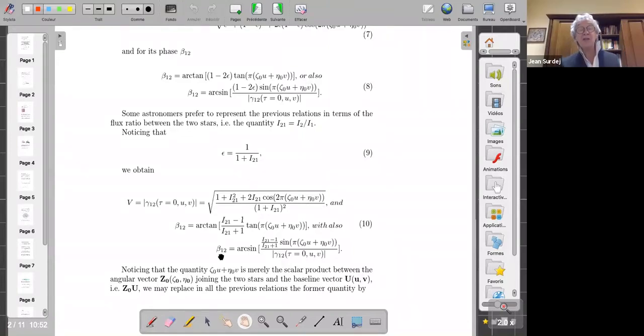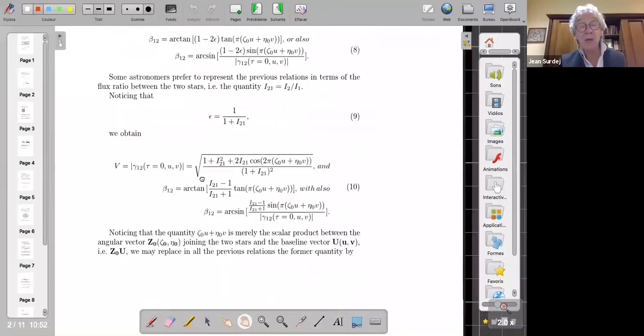Now for the phase shift, it's exactly the same. It depends on the flux ratio, orientation of the binary star, its angular separation, and the orientation of the baseline. Now you see that if you set I1 equal to I2, which would mean equally bright stars, beta 1,2 would be equal to either 0 or 2 pi, as we said before. And the visibility, the complex degree of mutual coherence, would be a real quantity or real function.